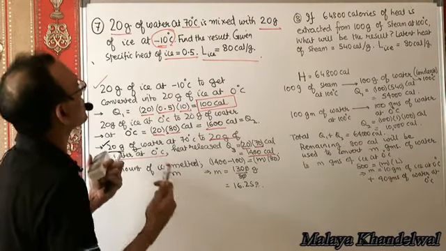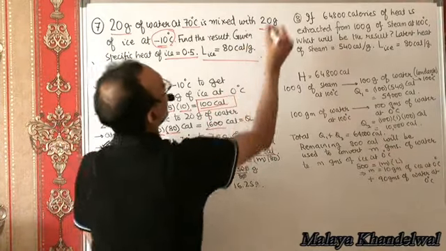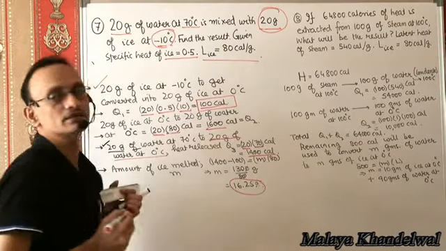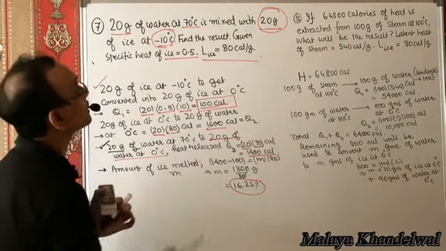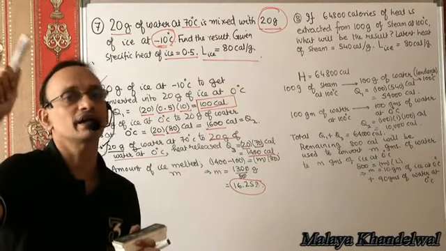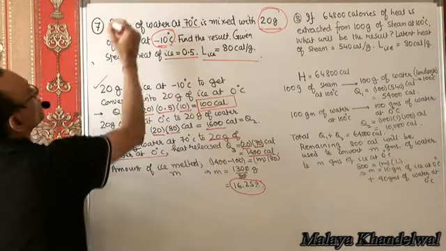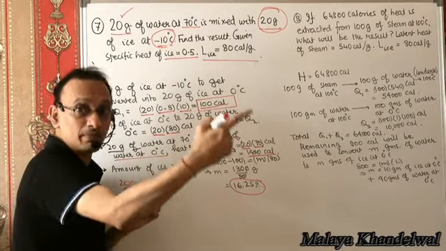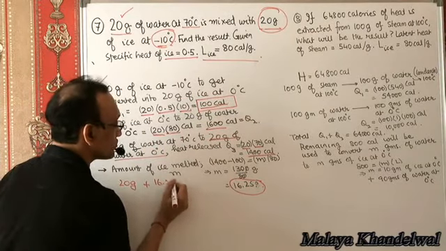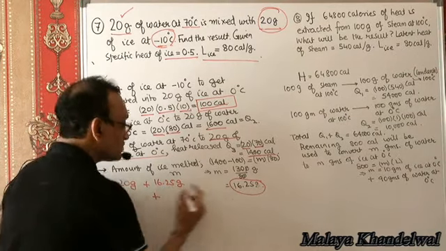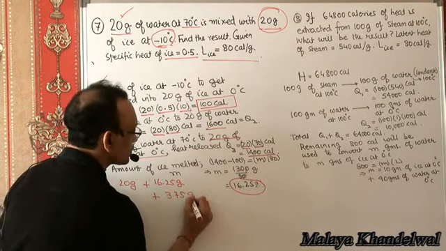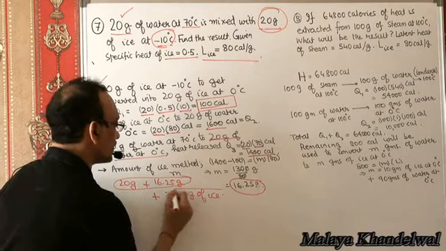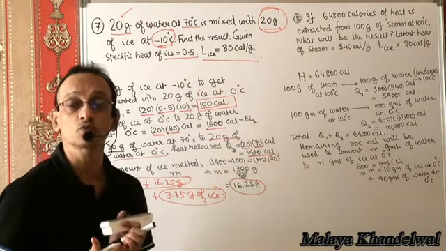So what is the final result? We had 20 grams of ice, and only 16.25 grams of ice melted. The remaining 3.75 grams remained ice. So we have a mixture in which there are 20 grams of water already, plus 16.25 grams of ice melted into water, so another 16.25 grams of water, plus the remaining 3.75 grams of ice. So we have this much water at 0 degrees centigrade and this much ice at 0 degrees centigrade. This is what happens, right?